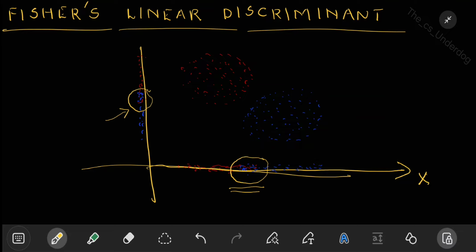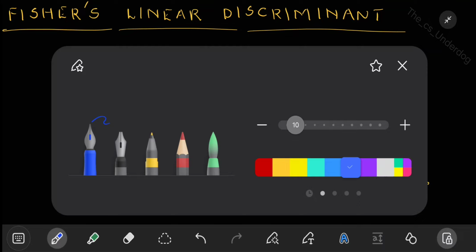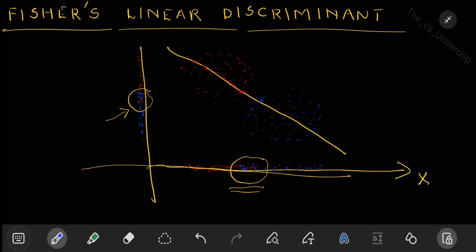The answer is, if you have an axis which passes like this, it will give you the right solution, because if you project, all the red points will be projected onto the axis here. Everything will be projected here. And what about the blue points? All the blue points, they will be projected onto here. Right? This is where blue points will be projected.